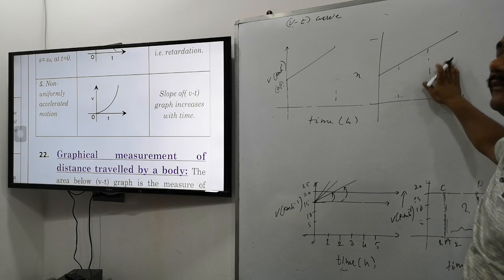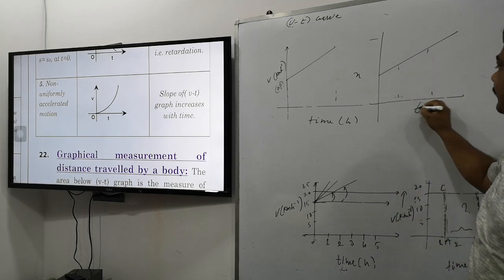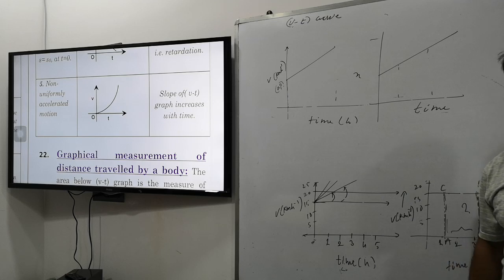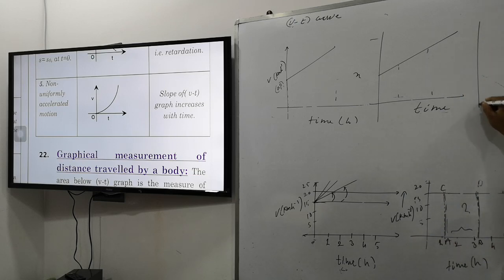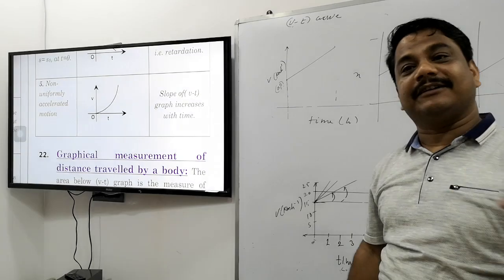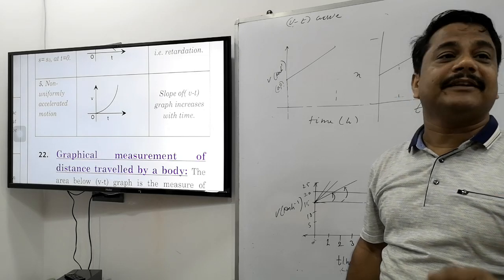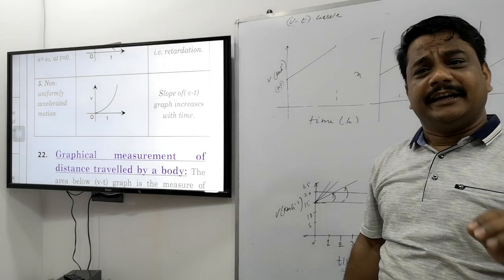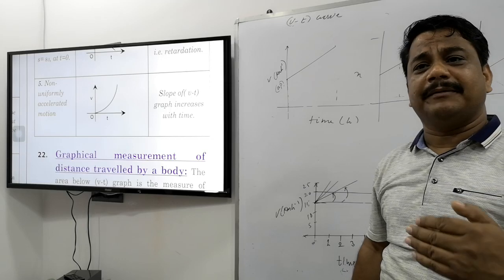If the XT curve is a straight line, what does this mean? Equal displacement in equal time. Is that clear? Uniform motion. If I draw a VT curve as a straight line, what does this mean? Equal velocity change with equal time interval. What is the change in velocity called? Acceleration. Equal velocity change with equal time means equal acceleration.